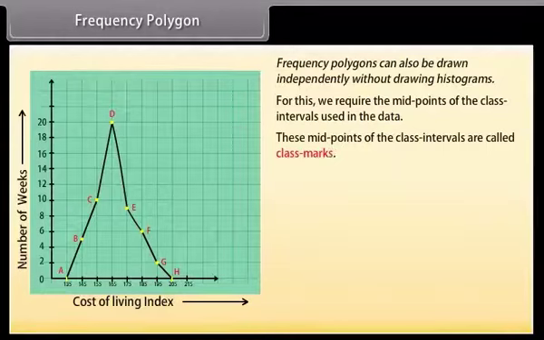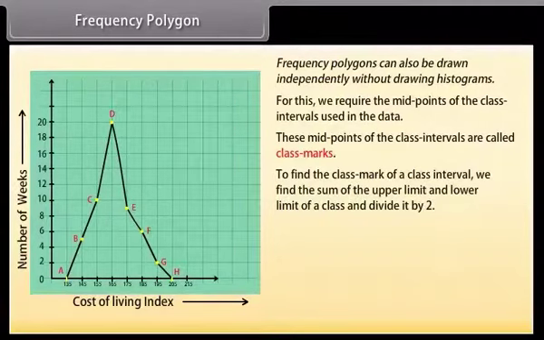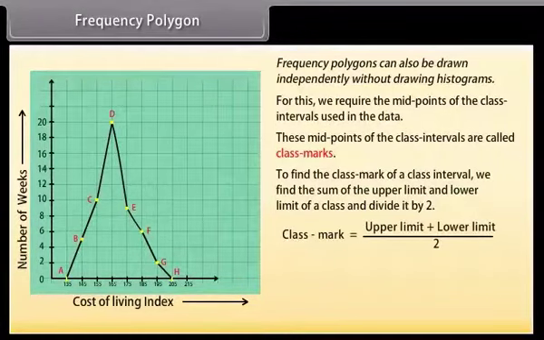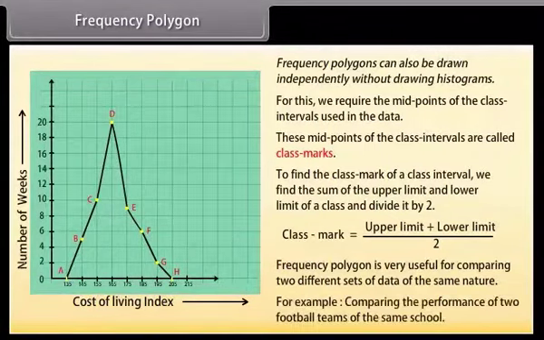These midpoints of the class intervals are called class marks. To find the class mark of a class interval, we find the sum of the upper limit and lower limit of a class and divide it by 2. Thus, class mark is equal to (upper limit plus lower limit) upon 2. Frequency polygon is very useful for comparing two different sets of data of the same nature. For example, comparing the performance of two football teams of the same school.